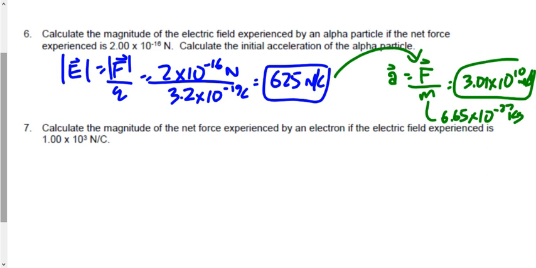You push on a smart car with a certain force. You push on a semi-truck with the same force. Which one's going to accelerate more? The smart car, right? Because it has less mass. Same force, less mass, more acceleration.